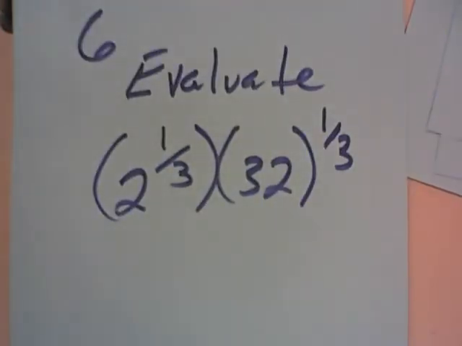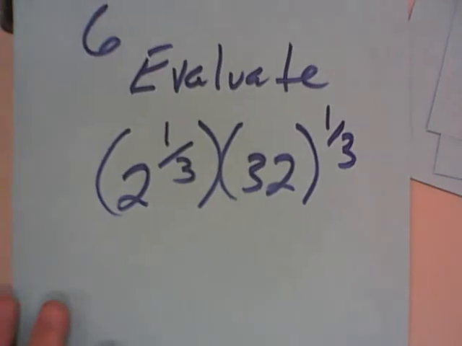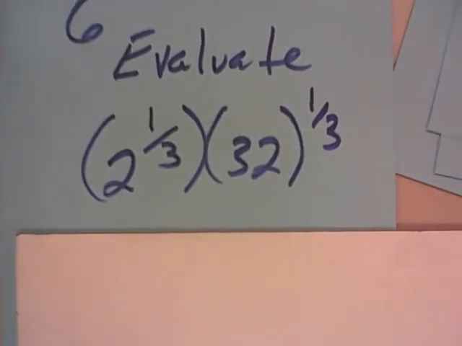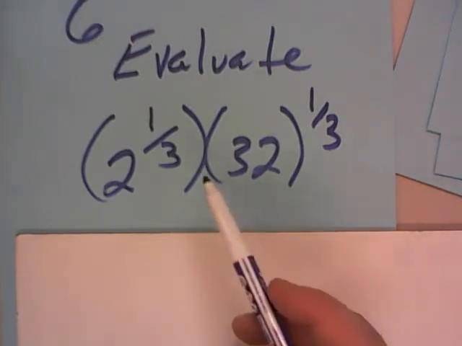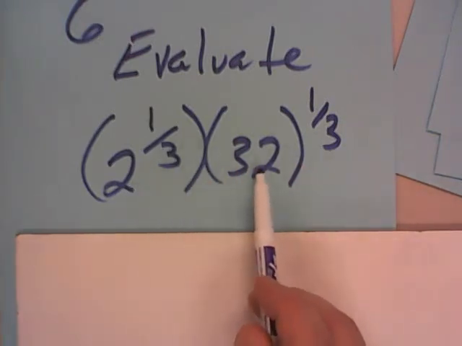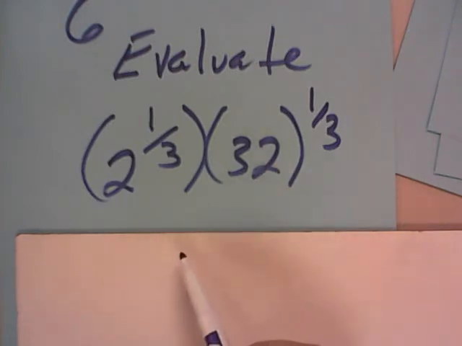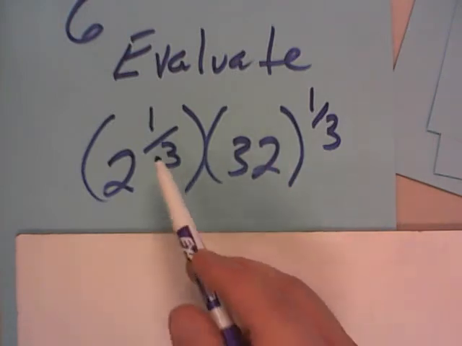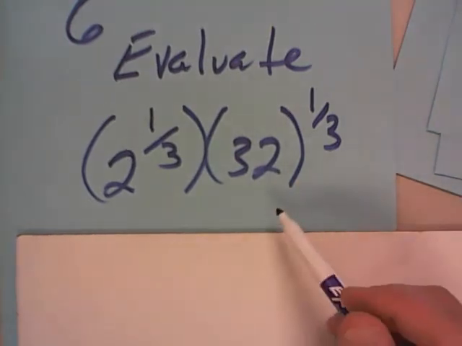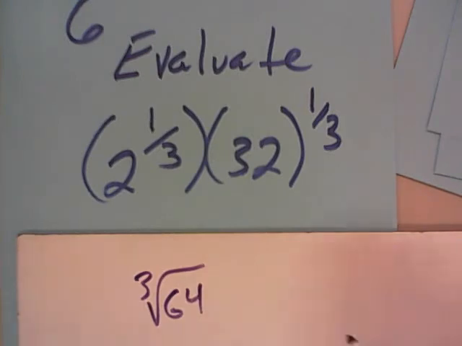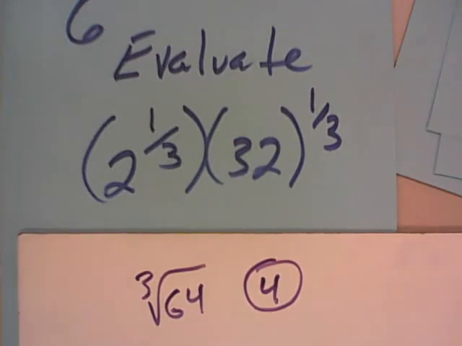That was a tough one. Take a look at number 6. We're going to evaluate this expression, which means I could multiply these two numbers together because they are the same exponent. It's just like the cube root of 2 times the cube root of 32. That would be the same thing as the cube root of 64. And we know that the cube root of 64 is just 4.